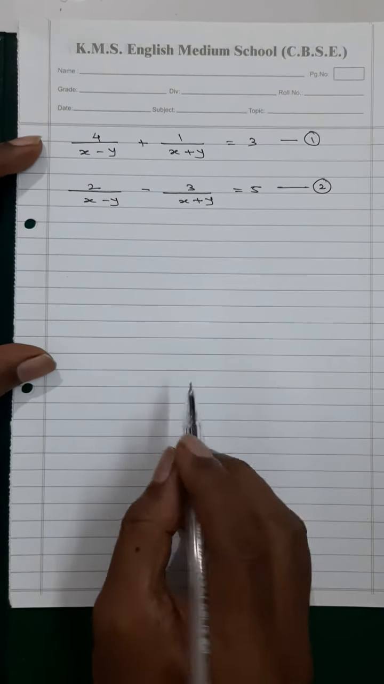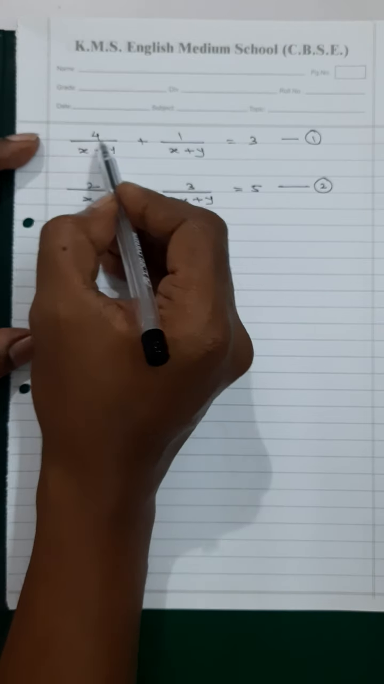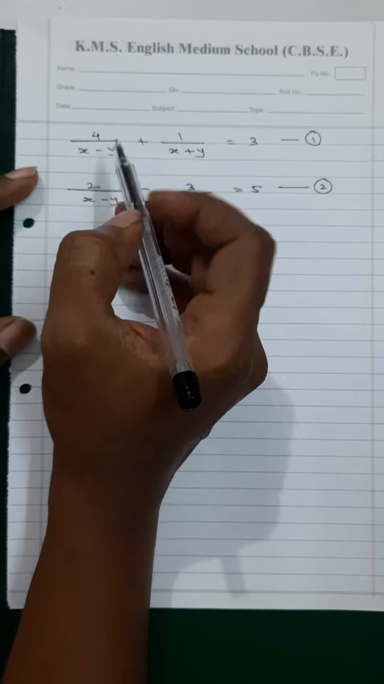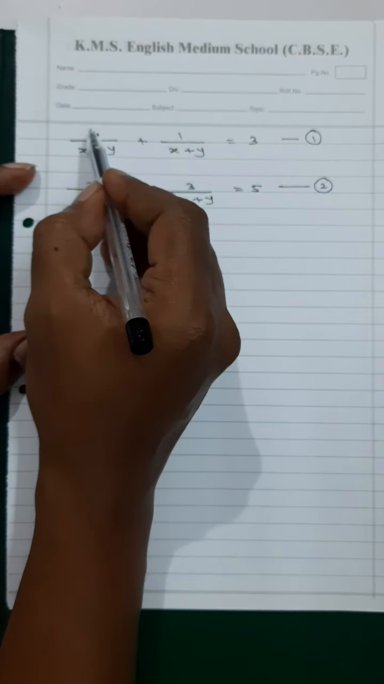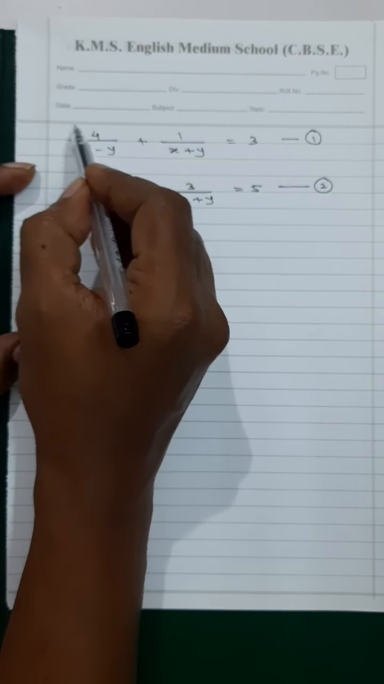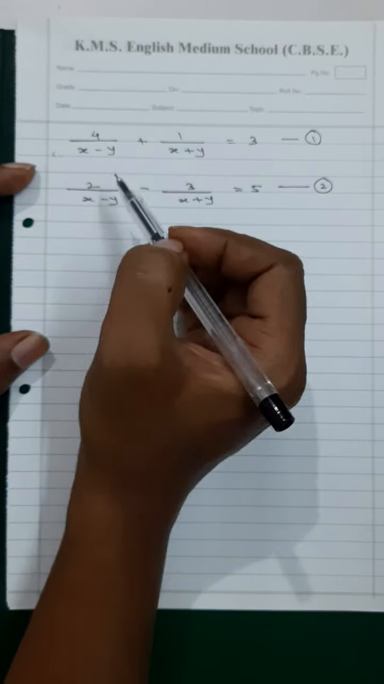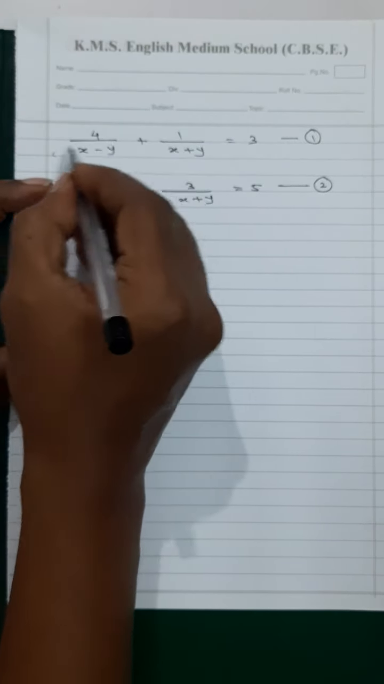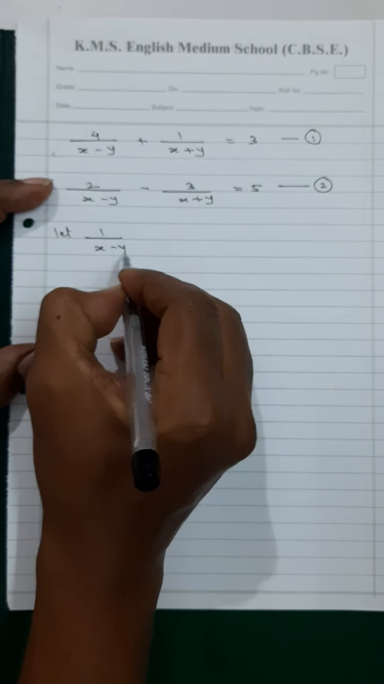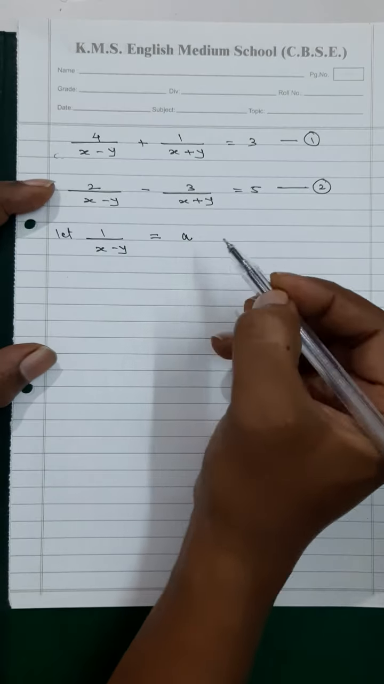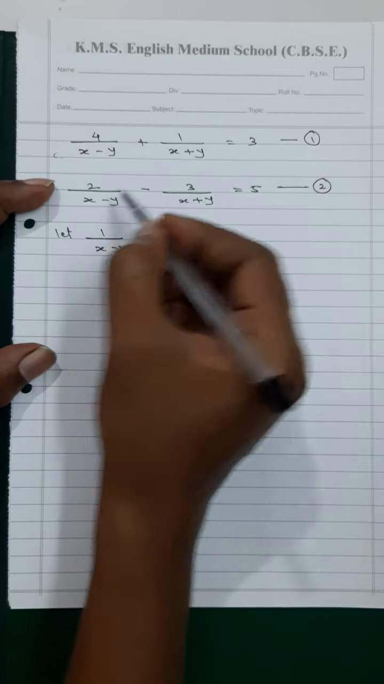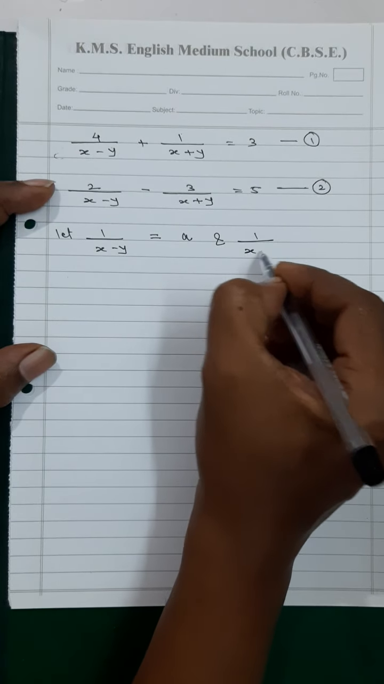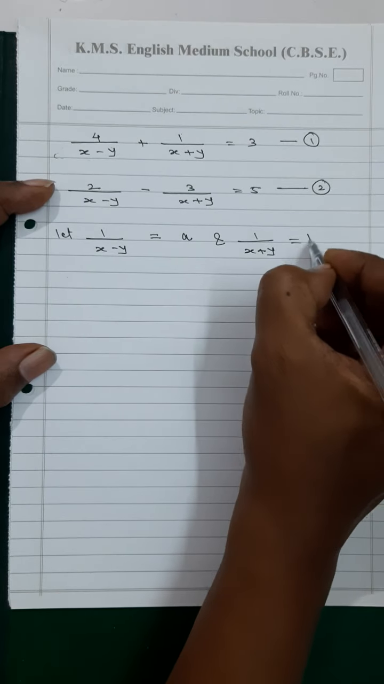Okay. Now if you consider this whole x minus y as your denominator, so 1 upon x minus y. See, you have to ignore the coefficient. Try to understand. These coefficients you have to ignore. So you will say let 1 upon x minus y be equal to a, and the other one, 1 upon x plus y, be equal to b.